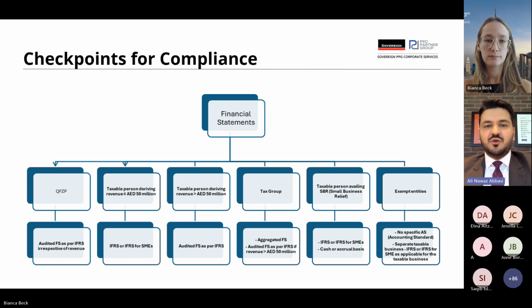If you are a taxable person who derives revenue of more than 50 million dirhams, then you need to prepare audited financial statements as per IFRS. For tax groups, if their consolidated revenue is more than 50 million dirhams, then they need to prepare consolidated audited financial statements, and those should be as per IFRS. For taxable persons who avail small business relief, they can prepare accounts either by following IFRS or IFRS for SMEs. They also have the option to prepare accounts on cash basis. For exempt persons, there's no separate requirements. However, they do need to prepare accounts. Next slide, please.